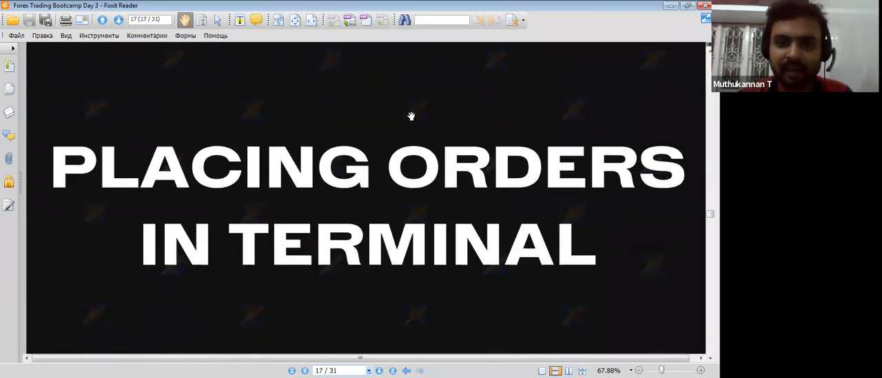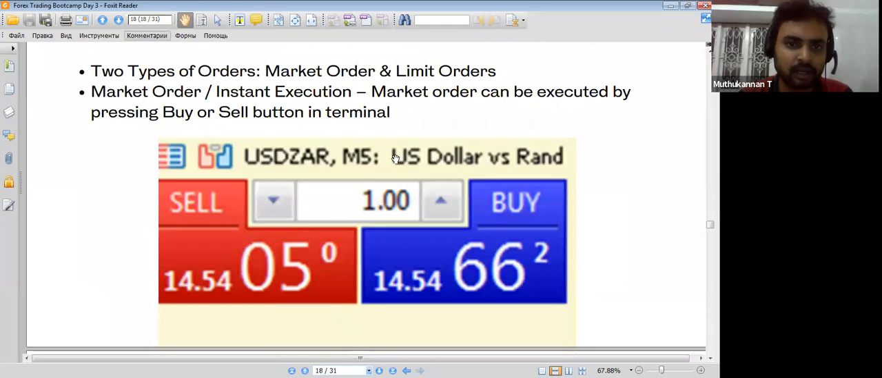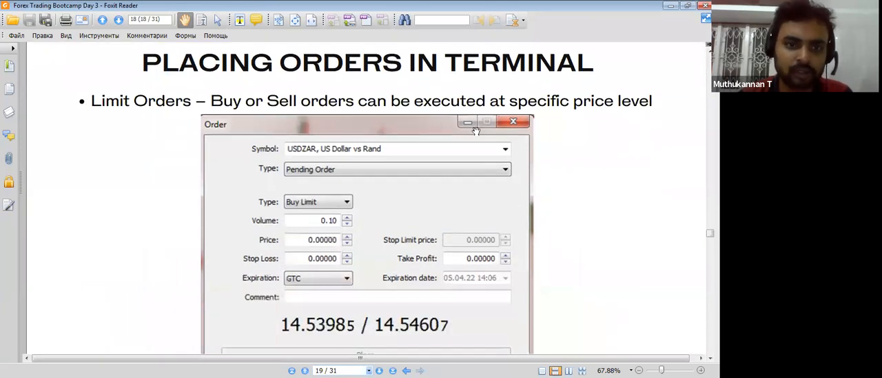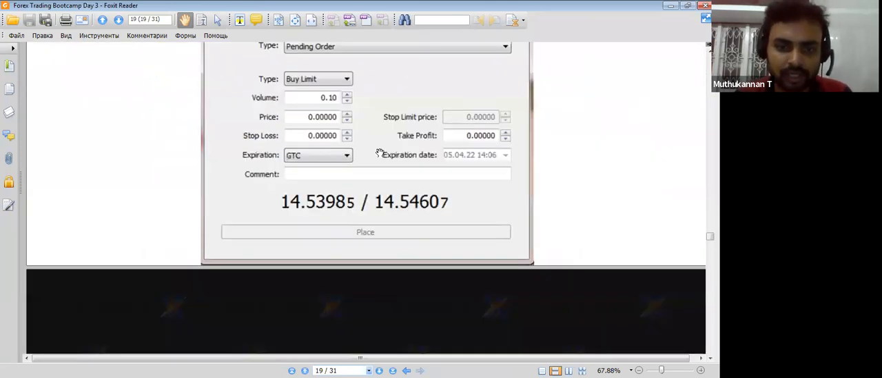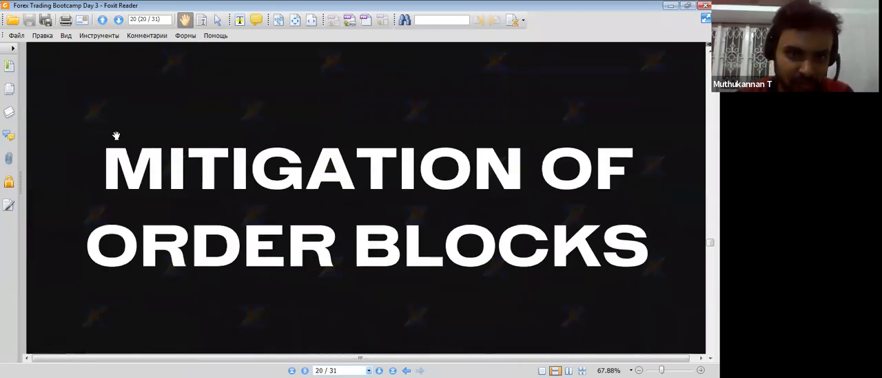Placing orders, I think we have covered this in the first day session, how to place buy and sell orders in the MT4 platform. I told you guys in the first day session, so that is not required. Now, mitigation of order blocks. This is the important thing. I have covered it a little bit while we were talking about order blocks.